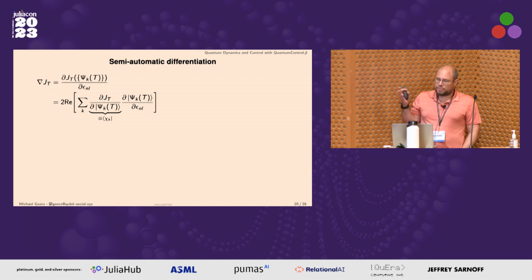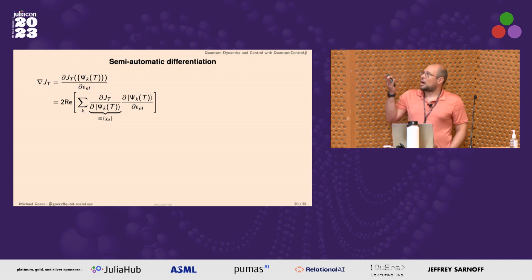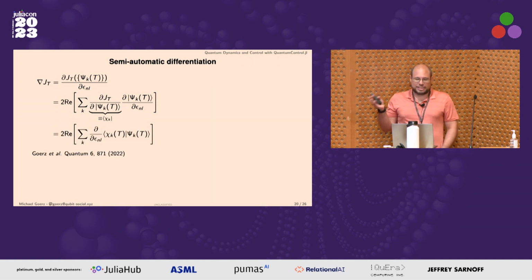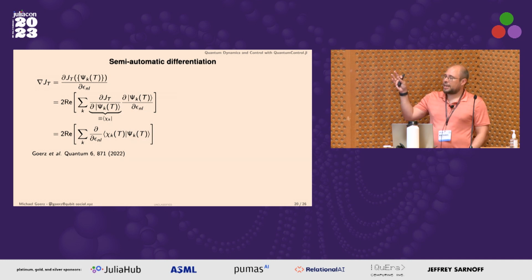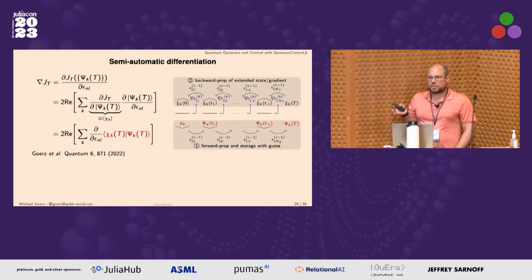And now this derivative of a scalar with respect to a column vector is going to be a row vector, and we just call that bra chi. And now we're going to pull out that derivative with respect to the controls forward. And then this whole thing just turns into a gradient of the overlap between that state chi and the propagated state psi. And the gradient of an overlap of 2 states is actually something that's very well understood numerically.